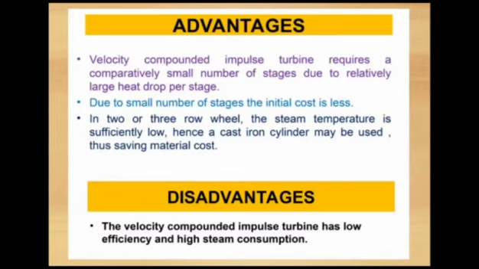Advantages. The velocity compounding impulse turbine requires a comparatively small number of stages due to the relatively large heat drop per stage. Due to the small number of stages, the initial cost is less. Disadvantage. The velocity compounding impulse turbine has low efficiency at high steam consumption.